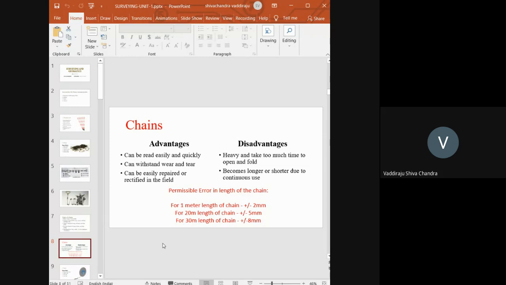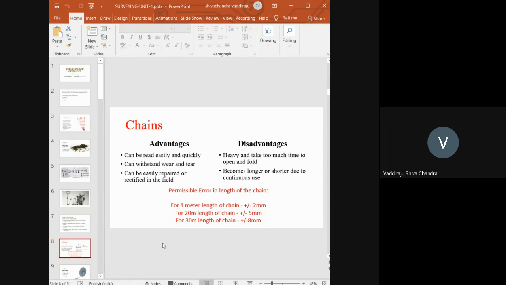Okay. So any chain, when it is purchased, will be good, but as long as you are using it in the field, there is every possibility that the chain gets elongated or contracted. So there is a permissible limit for using a chain. The first thing we need to check, when a chain is given to you to do surveying in the field, is this: fix 2 points 20 meters apart using a tape and check whether the chain is exactly 20 meters or more than 20 or less than 20.